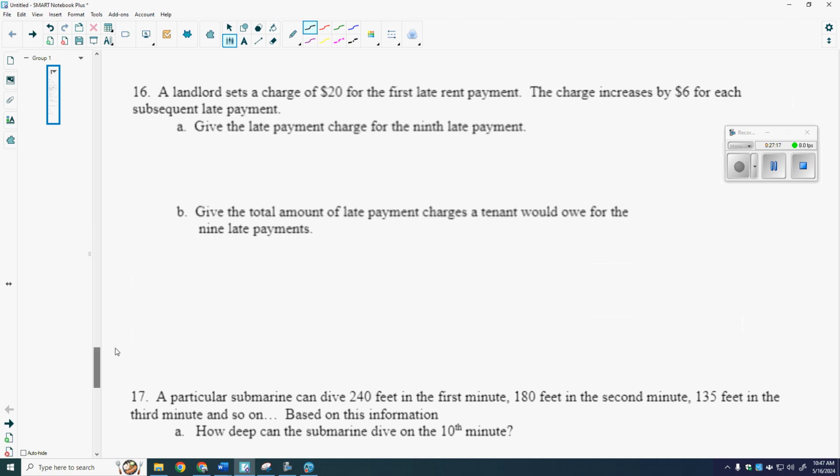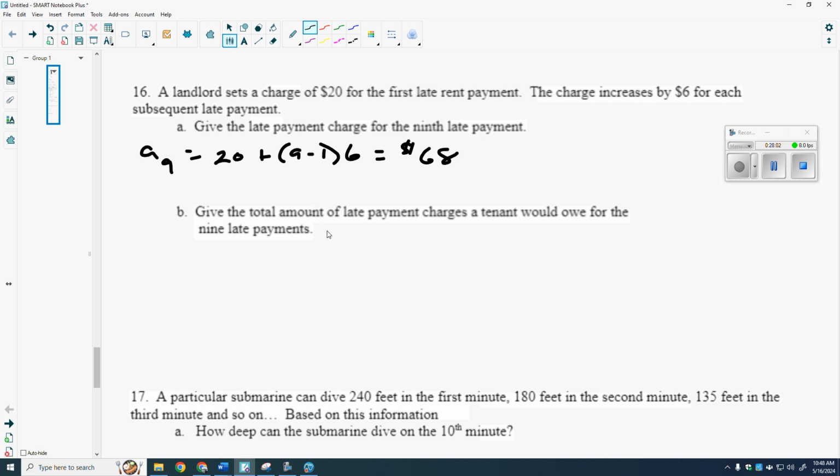Okay. Landlord sets a charge, $20 for the first late payment, $6 increase for every payment after that. Arithmetic or geometric? Arithmetic. The charge increases by 6. It's adding 6 every time. So my a sub 9, ninth late payment, is going to be the first term plus n minus 1 times the difference, which is 6. Every late fee is $6 more than the one before it. Work it out. 8 times 6 is 48, plus 20. $68 for the 9th late fee.